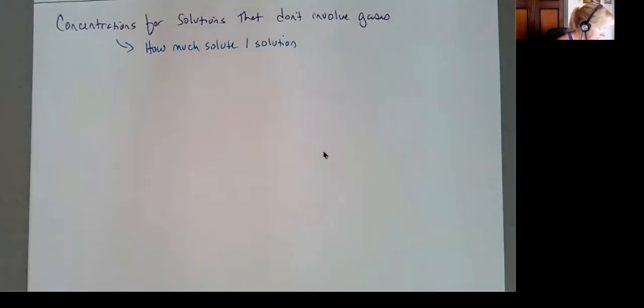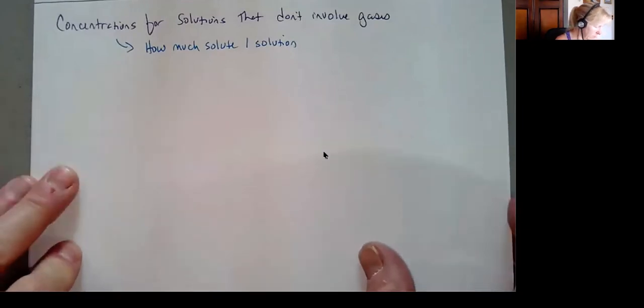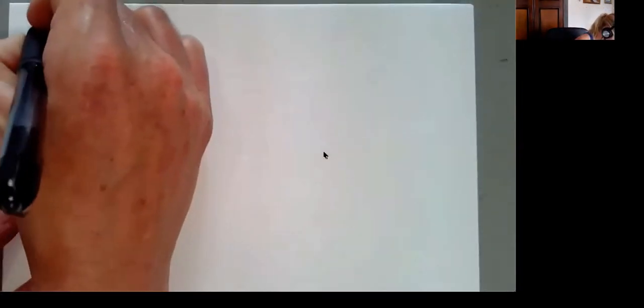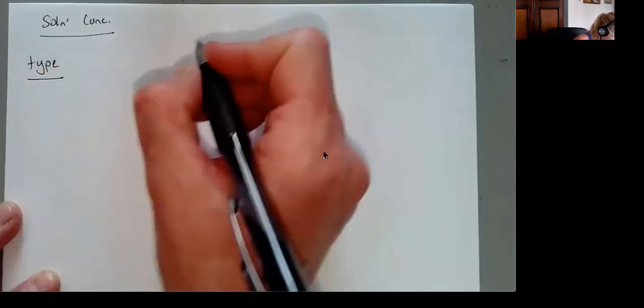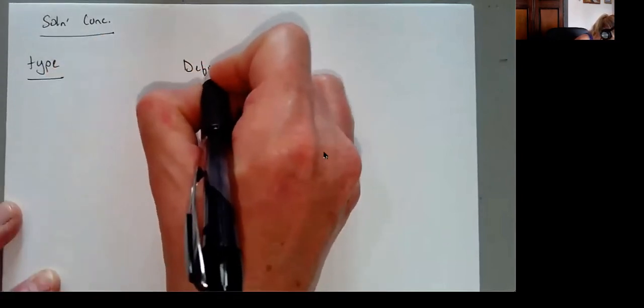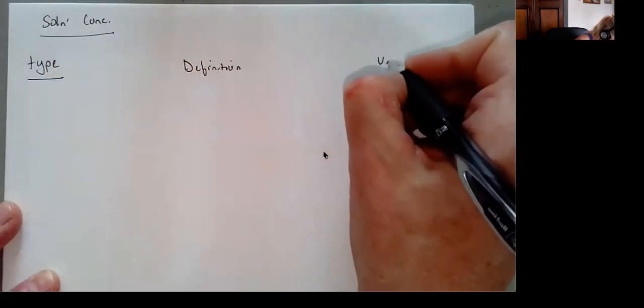All right, so we have a lot of different ones. I'm going to need more space, so I'm going to get a fresh piece of paper here. Okay, so these are solution concentrations. This is going to be my type, this is how I'm going to name it, this is going to be the definition, and then I'm also going to look at my units here.